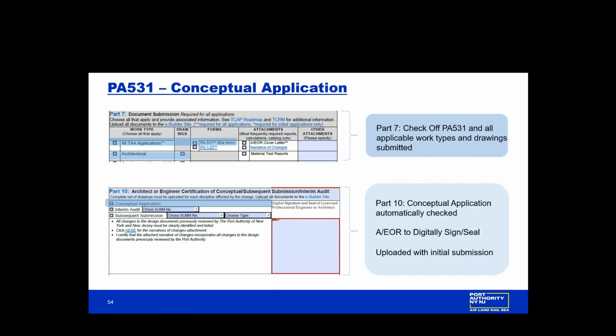Okay, and so we'll move on to part 7, where you'll check off the applicable boxes. For all applications, the 531 is required. The cover letter should also be required. Sorry, it's not checked off here. And then you'll check off any of the drawings that you're submitting with your conceptual review. So in this case, architectural drawings.